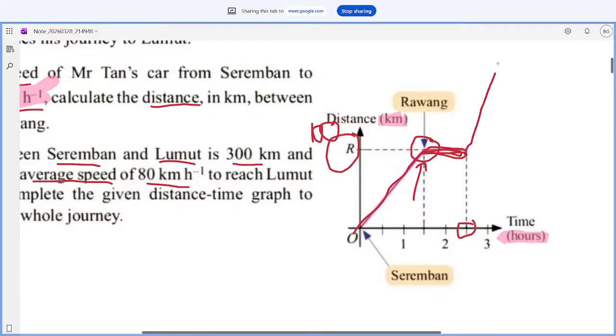Saya kena lukis atas atau bawah? Ada dua arah saja, guys. Saya lukis atas atau bawah? Mana yang betul? A atau B? Ada dua pilihan saja, guys. You have only two choices. So what do you think? Which is the correct graph? A or B? You guys choose.